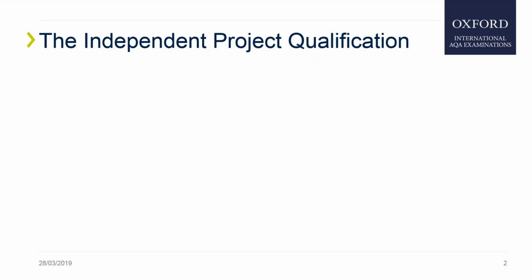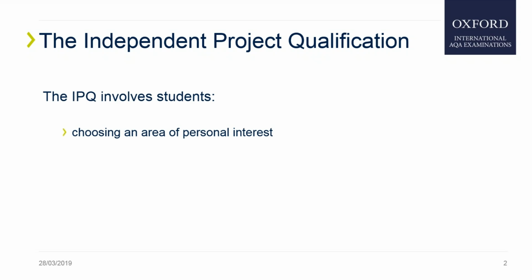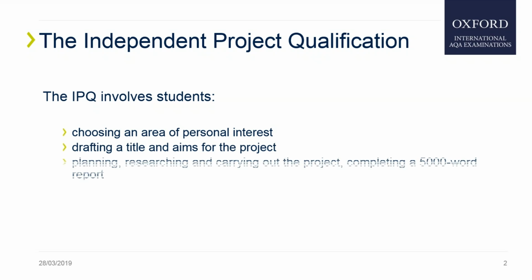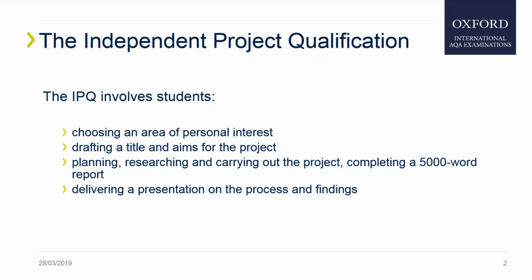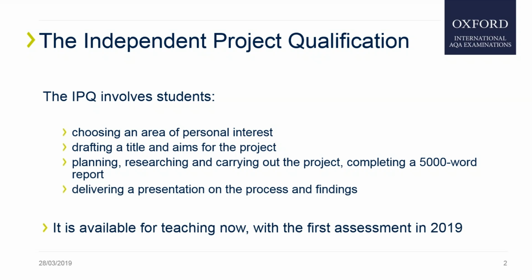So just to quickly recap what the IPQ is. The IPQ involves students doing the following: choosing an area of personal interest. That's a key part of the IPQ. It's up to students what they do and how they do it. Students draft a title and aims for the project. They plan, research and carry out the project, completing a 5,000 word report, and they deliver a presentation on the process and findings. That's obviously one of the things we'll look at today. And obviously it's available for teaching now, being first assessed this year. So the first awards will go out this summer.